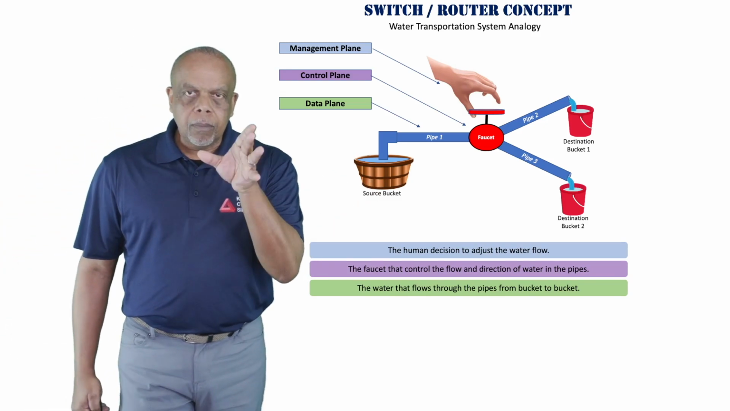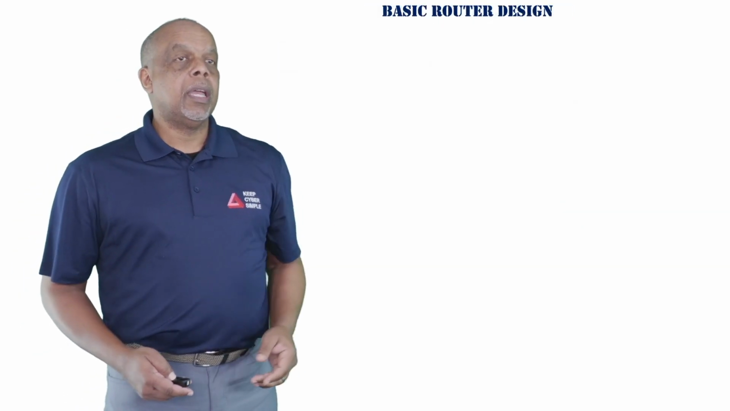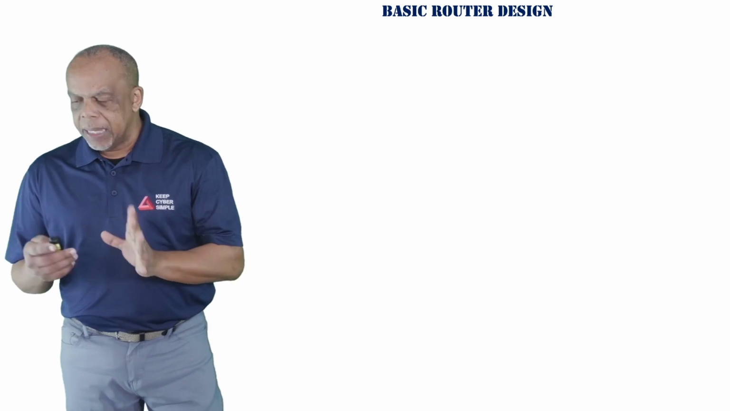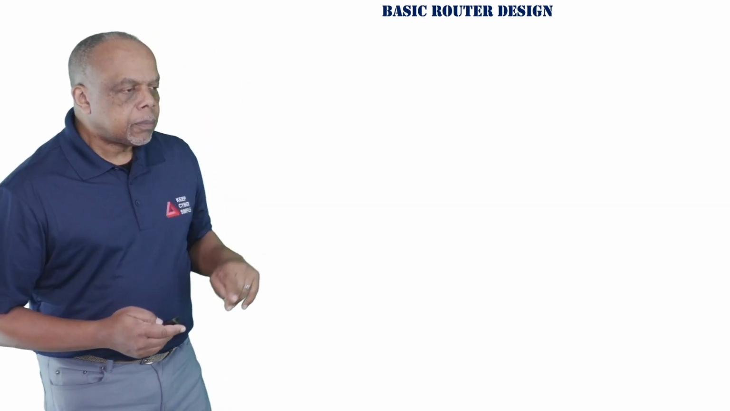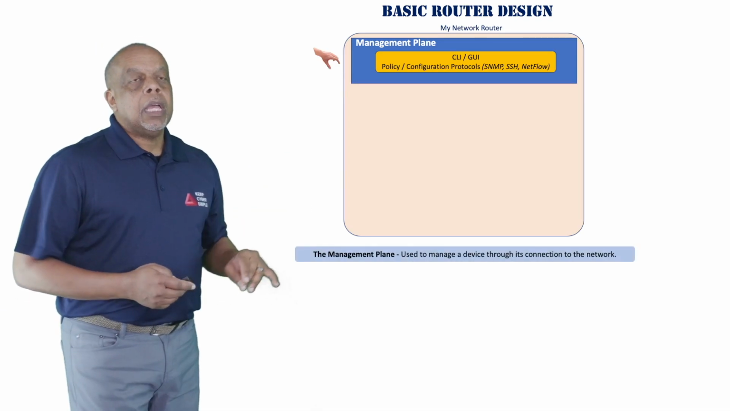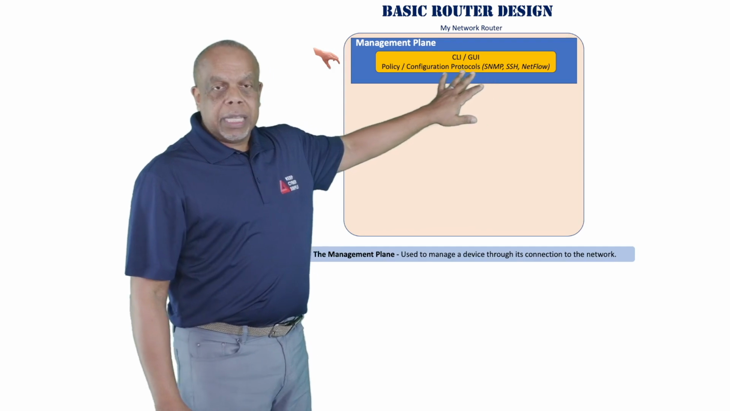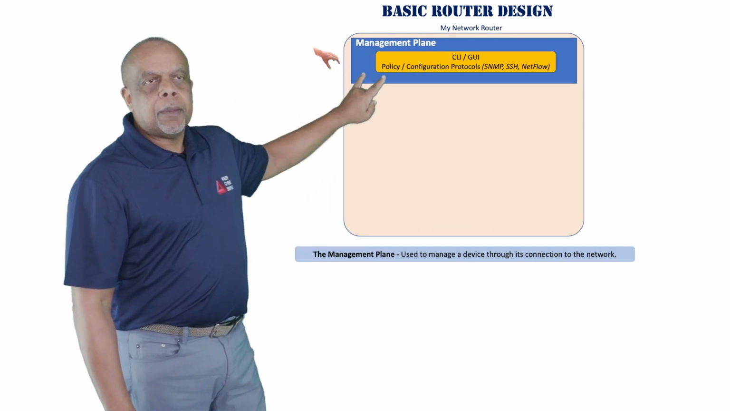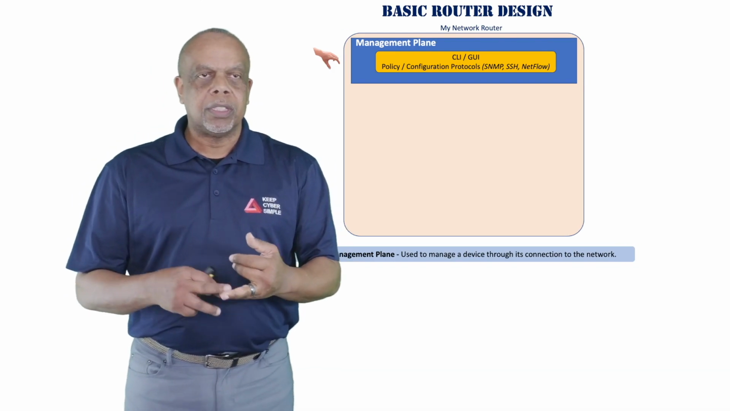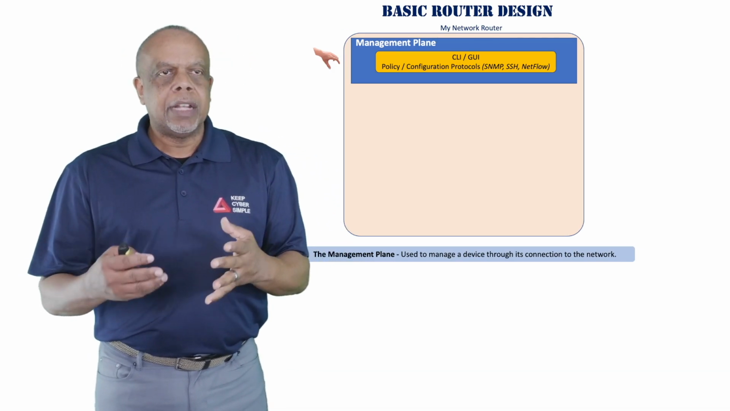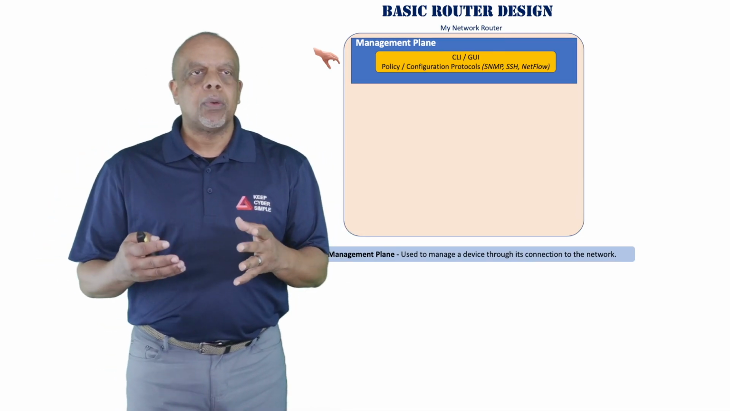Now, let's take this and overlay it with a network. So we're going to look at a basic router design. Remember those 3 planes. Very, very important. You're going to see that here multiple times. So within a router, let's say this is my network router, I have the same thing. I have this management plane. At the management plane, that's where the policies, that's where your configuration protocols live, things like SSH or NetFlow or SNMP, your Simple Network Management Protocol.